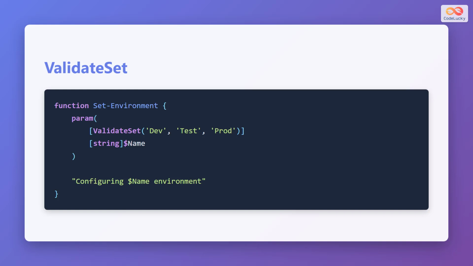ValidateSet is incredibly useful when you want to limit a parameter to a specific set of allowed values. This attribute takes an array of acceptable values. In the setEnvironment function, the name parameter can only be dev, test, or prod. Any other value will be rejected. This is excellent for parameters that should only accept predefined options, similar to an enumeration. It also provides tab completion, making it easier for users to discover valid values when using your function interactively.